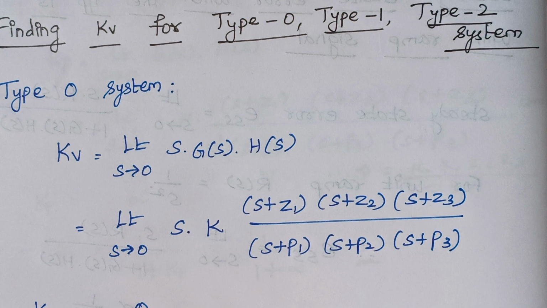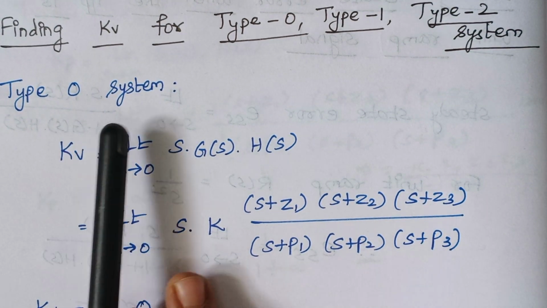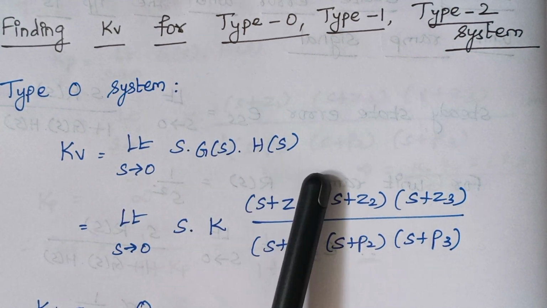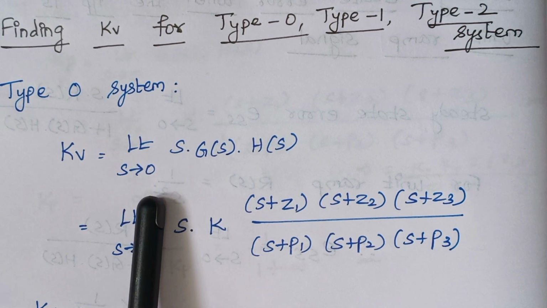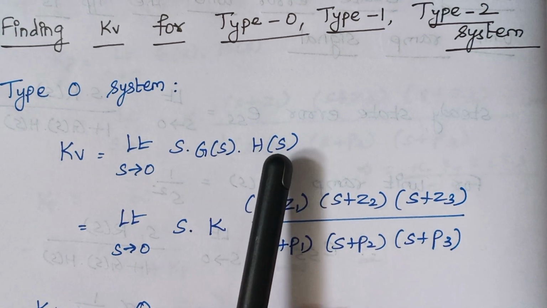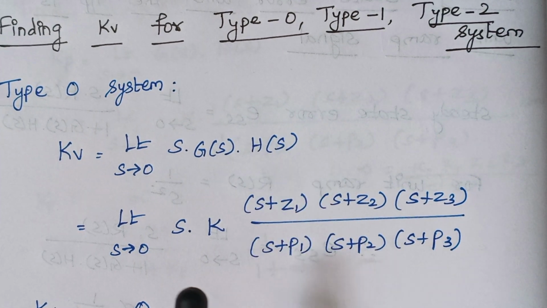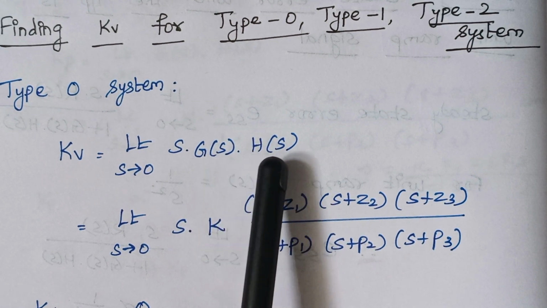Now we are going to find out the value of Kv for type 0 system. So what is the formula for Kv? It is limit s tends to 0, s into G of s into H of s. So what is the general format of representing G of s into H of s?